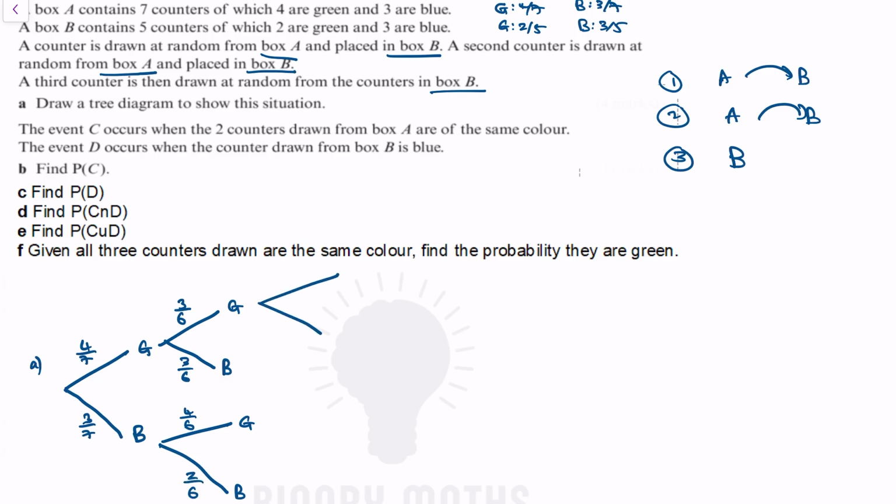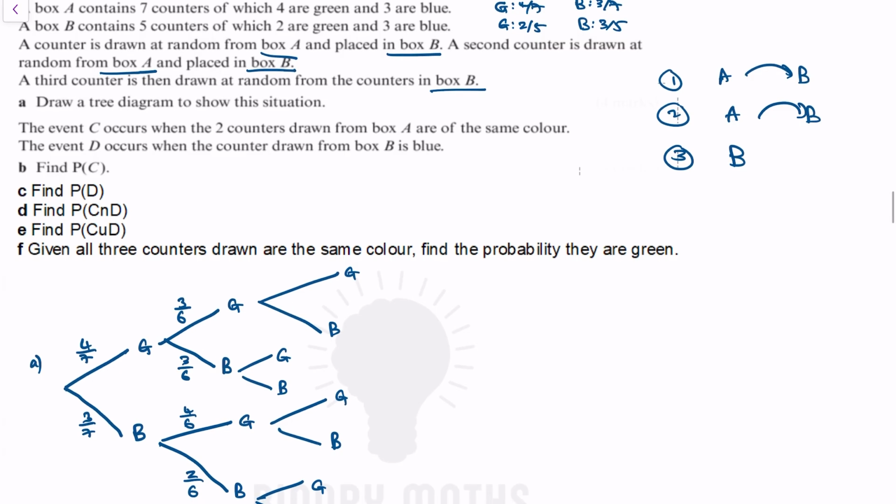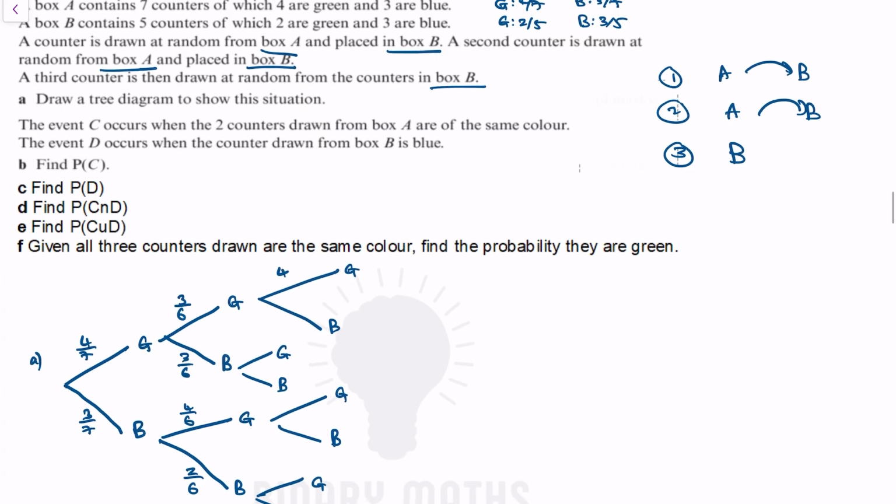Now the third pick is from box B, so green, blue, and green, blue. Now remember, we put 2 colors from A into B. So if we pick a green and a green, that means the number of greens in box B increases by 2. So it'll be 4/7 now, because before it was 2, we added 2 more, so it's 4/7. Now if you still pick a green and a green, the number of blues has not changed, but the number in the box has gone up by 2, so it's 3/7.